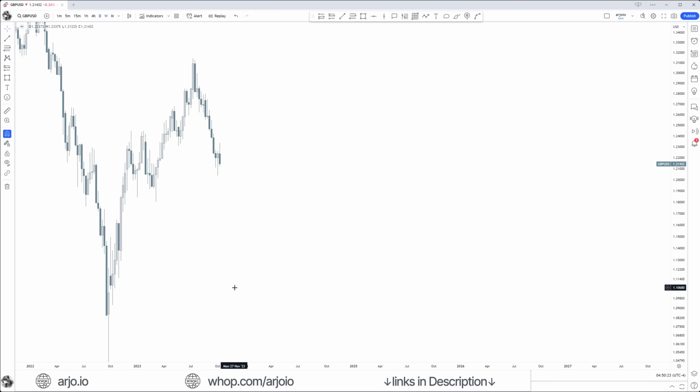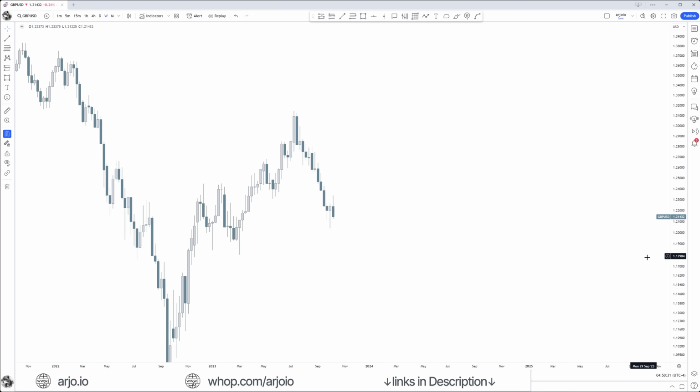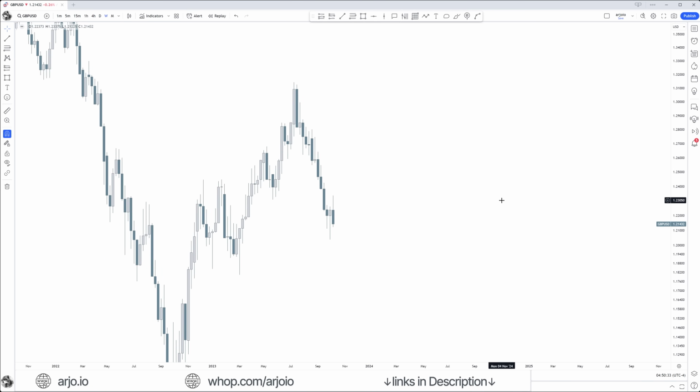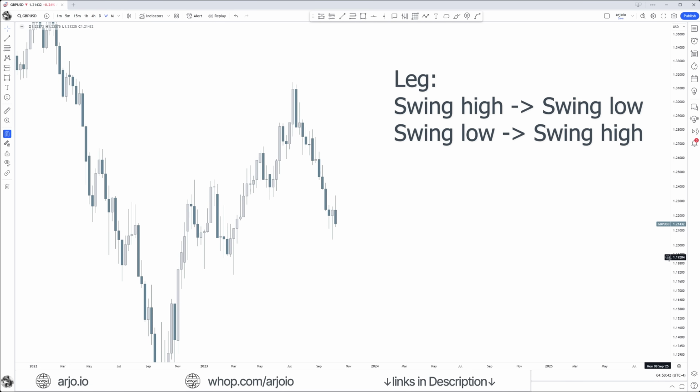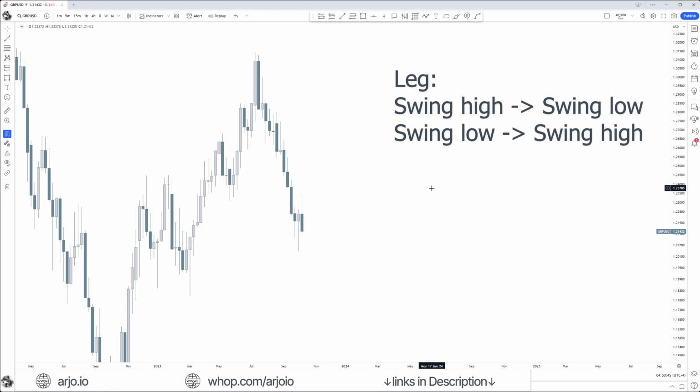That's it. Then the first thing, if we dive again into that context, and now we are going to talk about the draw on liquidity, the first thing I need you to understand is a lag. What do I mean with a lag? A price action lag is a lag that is formed between either a swing high towards a swing low or a swing low to a swing high.